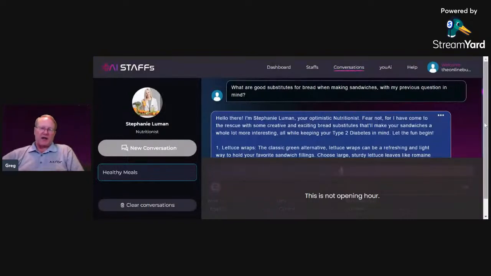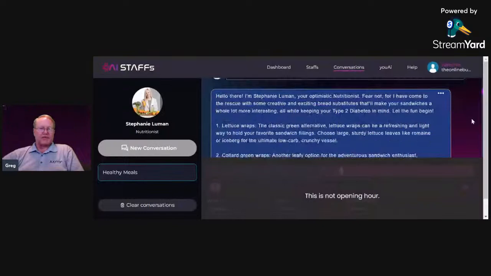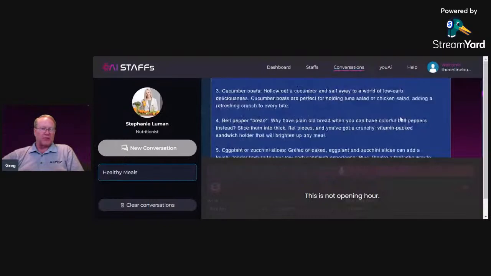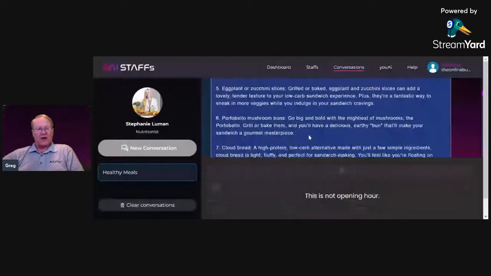That's pretty dang high. You get two pieces of bread together and you've got 40 grams of carbs. That's just going to be bad for your blood sugar levels. And the idea to get your type 2 diabetes or diabetes under control is to cut down on all those things. So I asked for a substitute for bread, and it came back with lettuce wraps, collard green wraps, cucumber boats, bell pepper bread, eggplant or zucchini slices, and on and on.